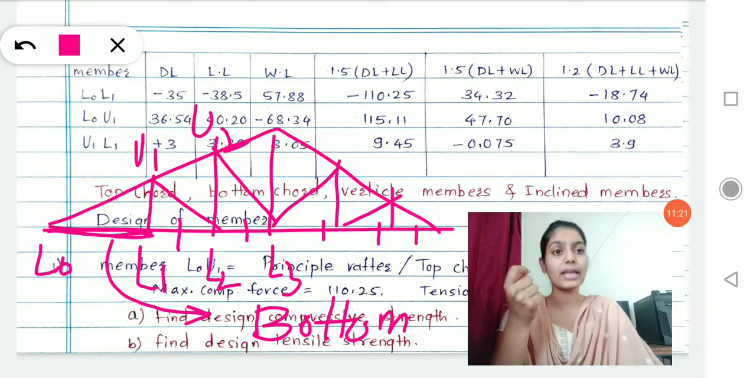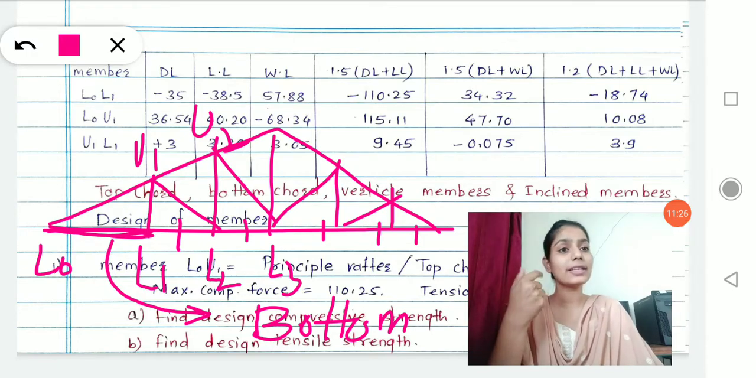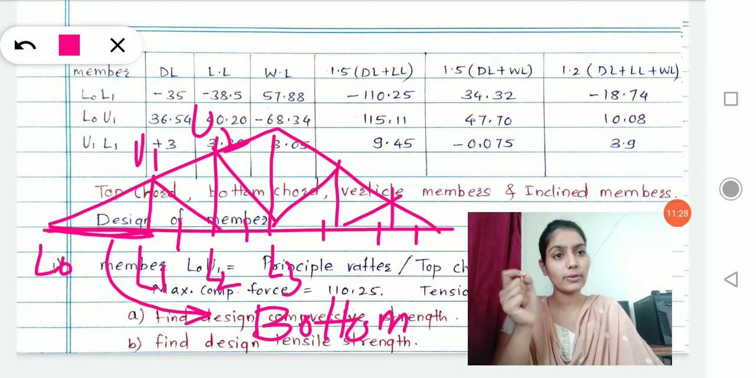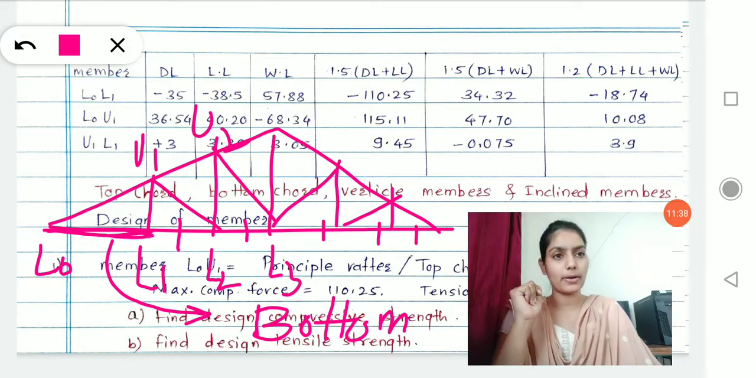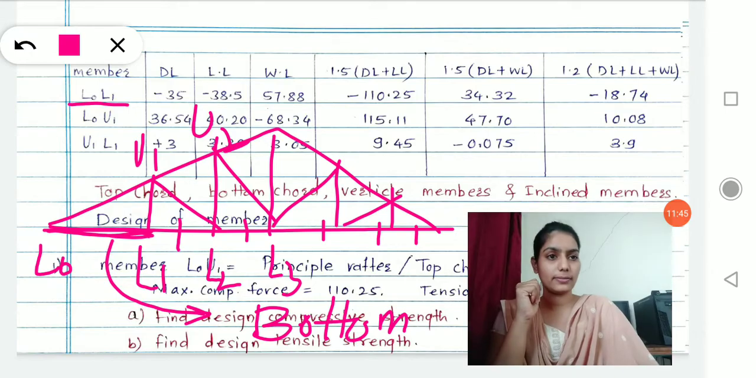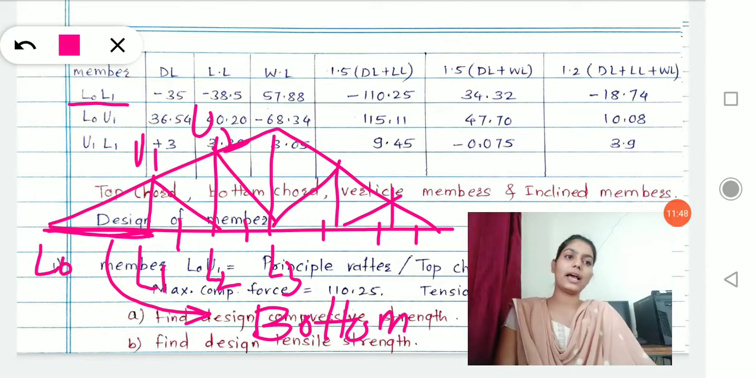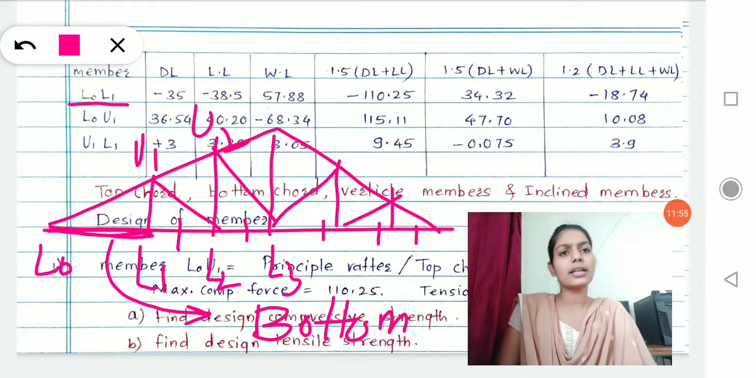Why did I select L0 L1? Is it carrying compression or tension? How to get that analysis? How to get the idea about it? How will we understand that? For that, we have to first understand the table shown above. What does that table tell us? This table tells us about the loadings and load combinations. In the last video, I told you that in the next class I will teach you load combinations, right? So let's understand here.